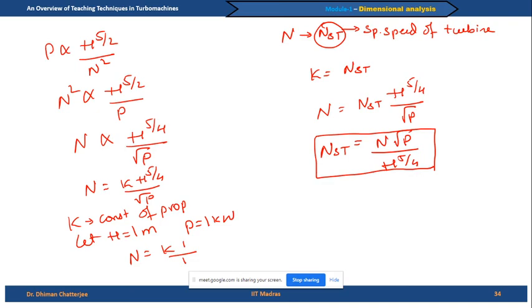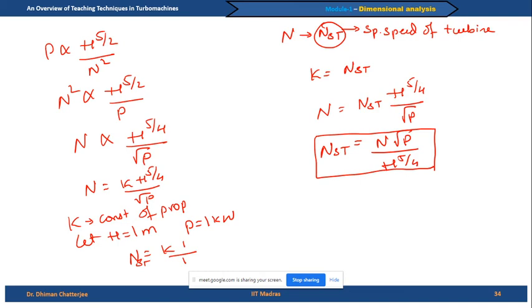Now I have to define what is the k. So k can be defined as what? Let us assume that h is equal to 1 meter and p is 1 kilowatt, so that becomes n equal to k. So here k, n is nothing but nst. Your specific speed definition: the speed of a geometrically similar turbine at unit head producing unit power. So when it is at unit head and producing unit power, the speed becomes specific speed. Therefore, I am taking nst here. So k becomes nst. Substitute it back, get the value for the nst. Are you understanding this? Yes, sir.